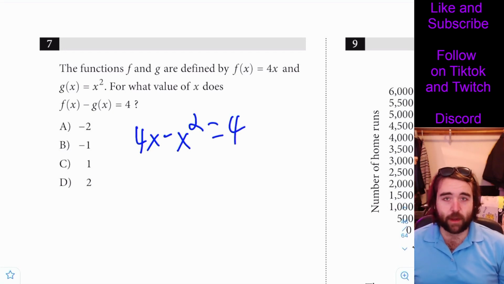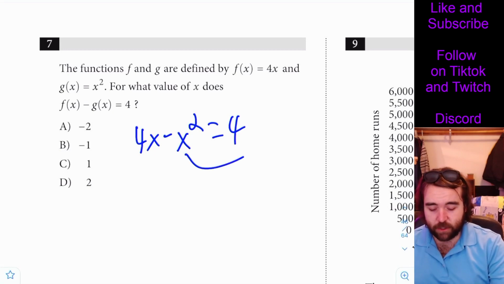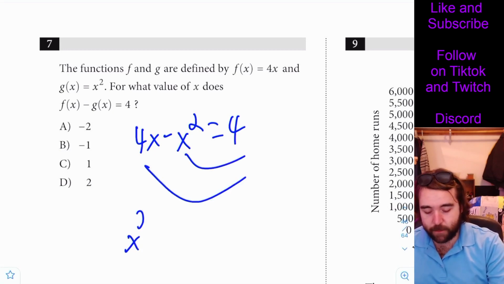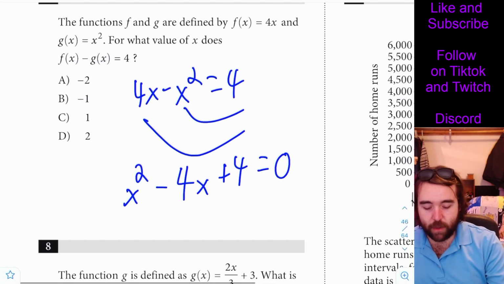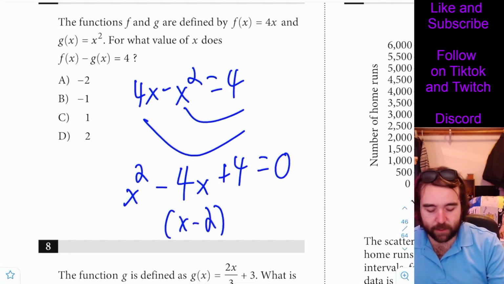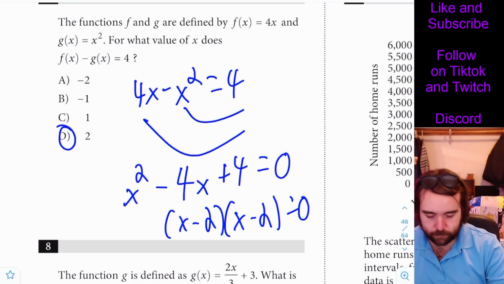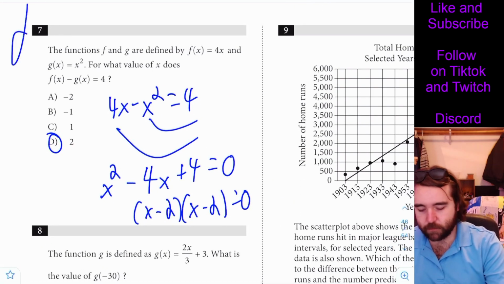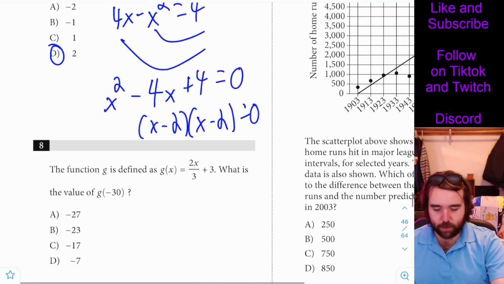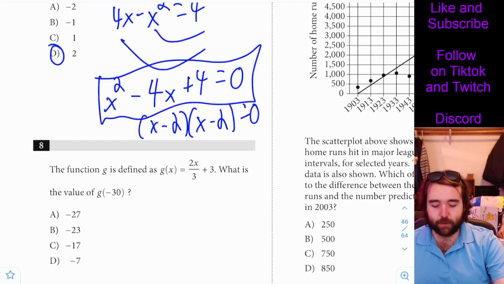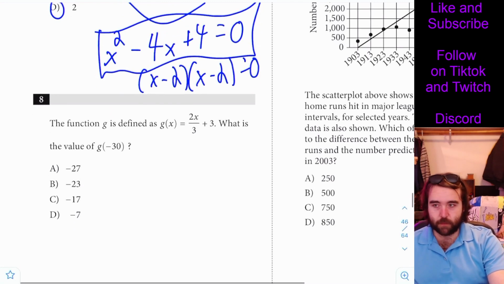So it's a quadratic. We should move everything to the same side. I would think about moving everything to the right because we want the x squared to be positive. So positive x squared minus 4x, this is still a plus 4, equals 0. And so then we can just factor. x minus 2, x minus 2, x equals 2. Very cool. You could use your calculator to solve this, but that's going to take you longer than just factoring it, hopefully.